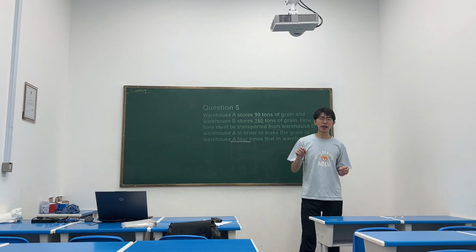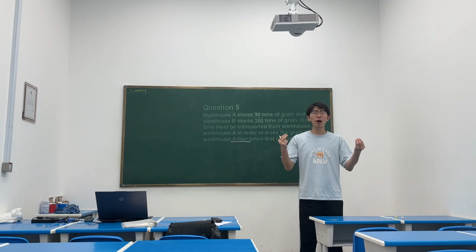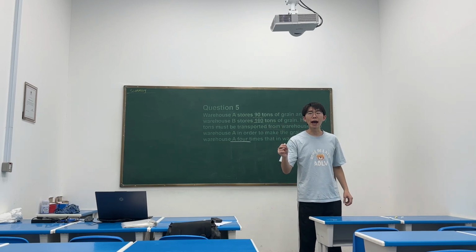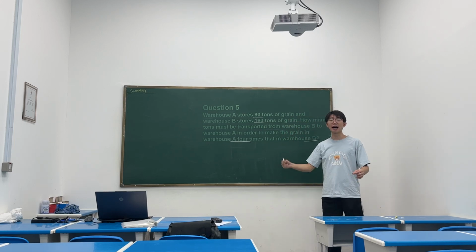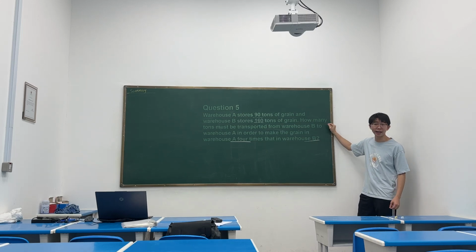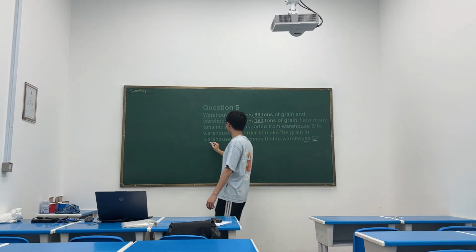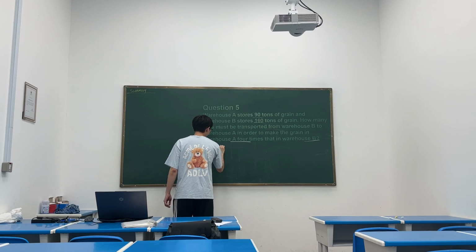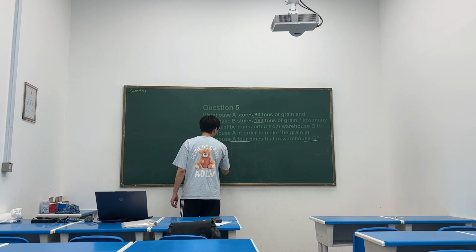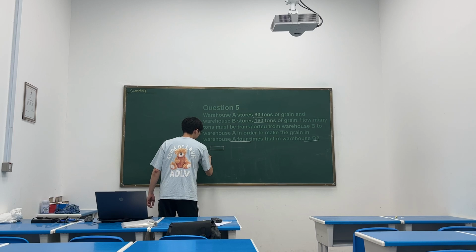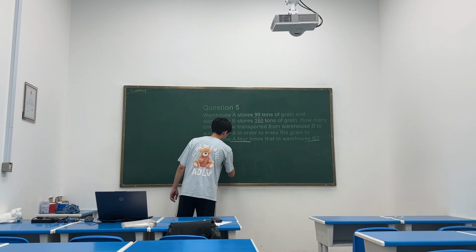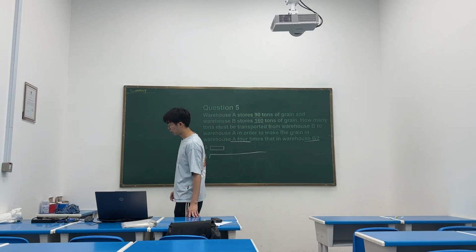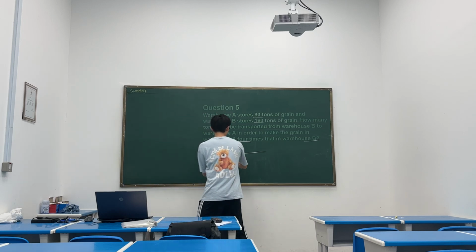Now, Zizi again, can you tell me between warehouse A and warehouse B, which warehouse should be drawn by us first? B. Why B? Yes, because B has less grain. So let's see, for warehouse B, let's say B has 1 unit, then warehouse A will have 4 units.